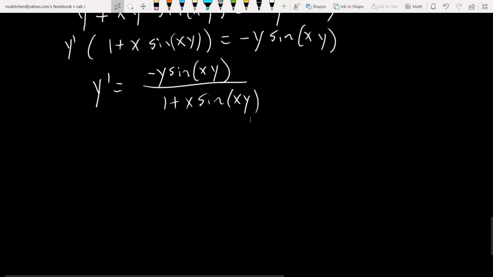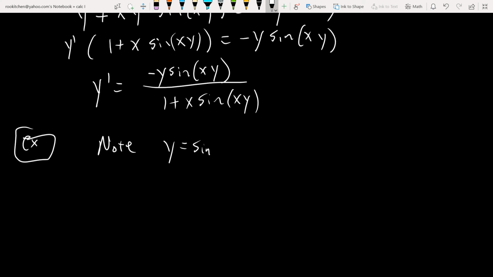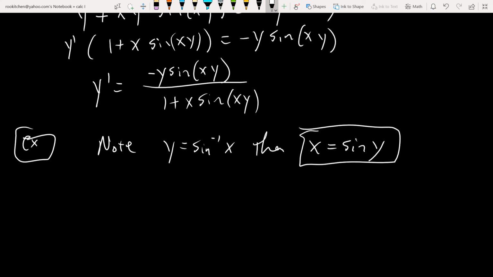One of the advantages of doing this implicit differentiation is that it's going to allow us to figure out the derivatives of inverse functions. So in particular, let's look at this one. Find the derivative implicitly, and also find the largest interval on which the function is a differentiable function of x. So first note, if you have y equals sine inverse of x, then x will equal sine of y. What we want to do is take the derivative of this implicitly, and it's going to allow us to figure out the derivative of sine inverse.